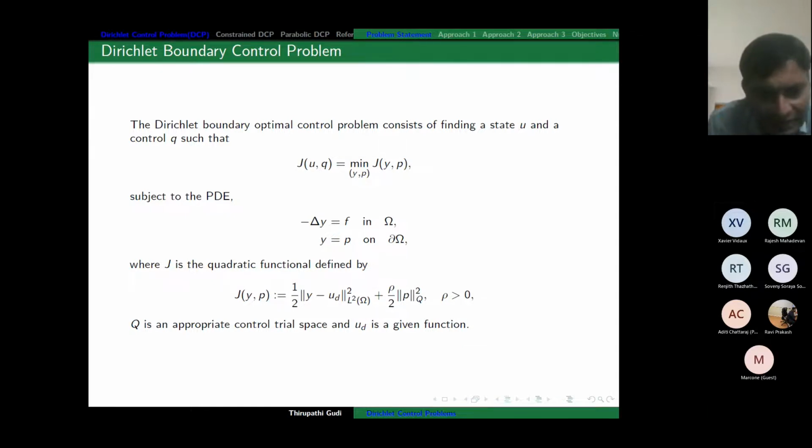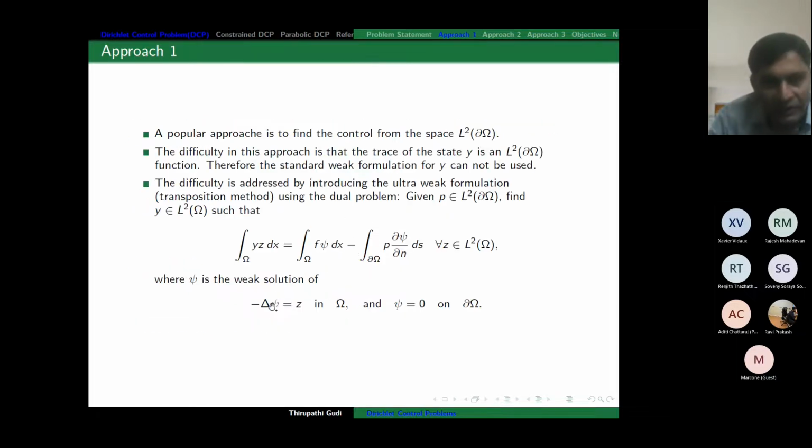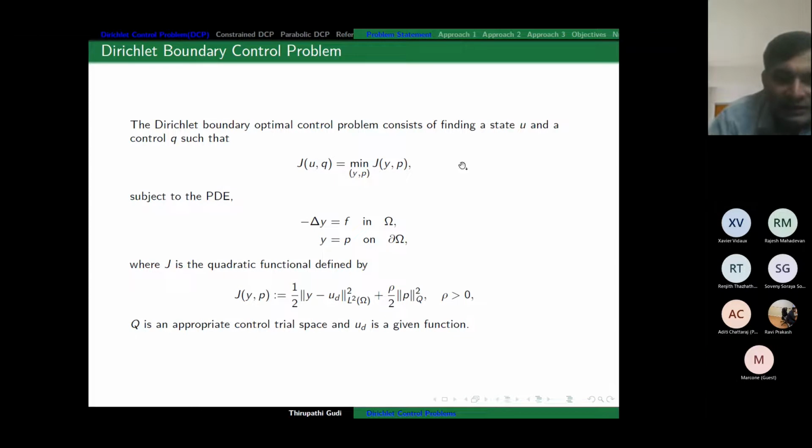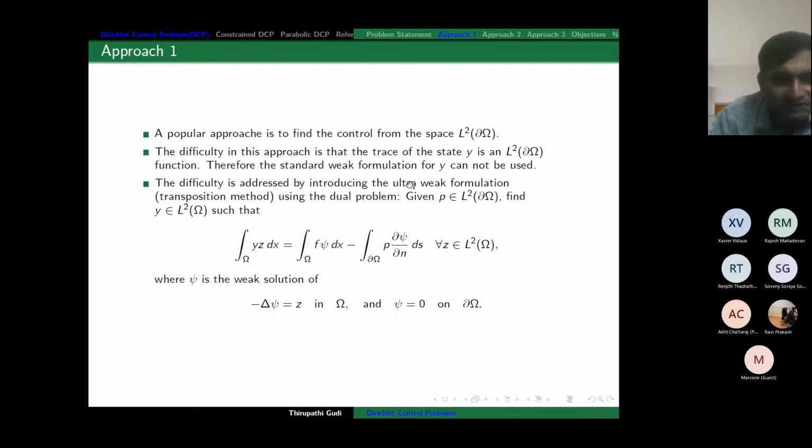Now the question is, what is the right control space Q for addressing this question? Because we are going to minimize an energy functional here, and when we minimize a quadratic functional, we would like to have some conditions based on the derivative. So differentiability of the functional is what we prefer. Then the natural choice, or the most popular approach, is to use the L2 space defined on the boundary. So we ask that p is in L2, square integrable on the boundary.